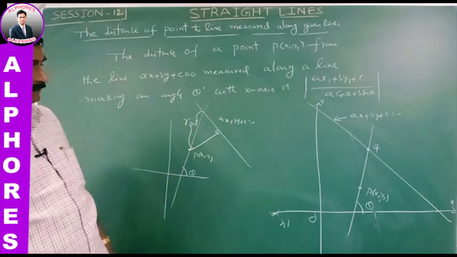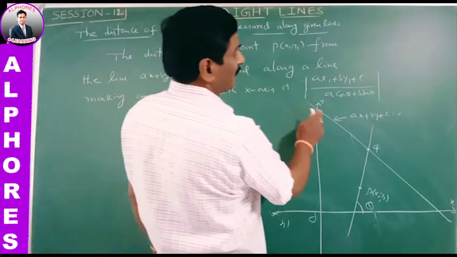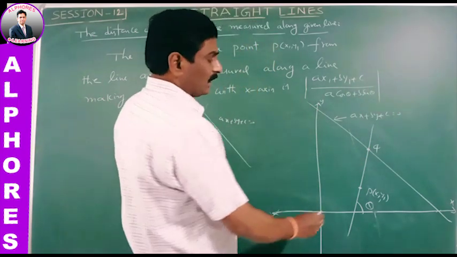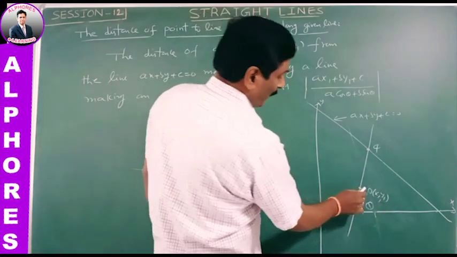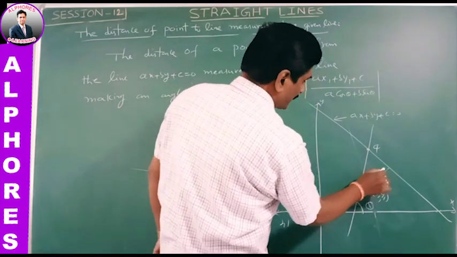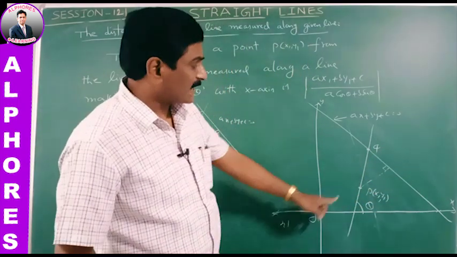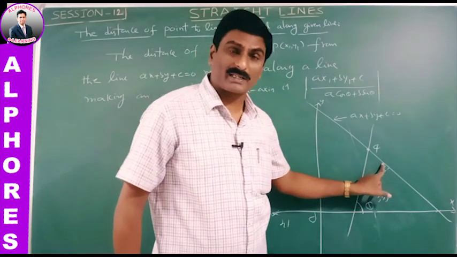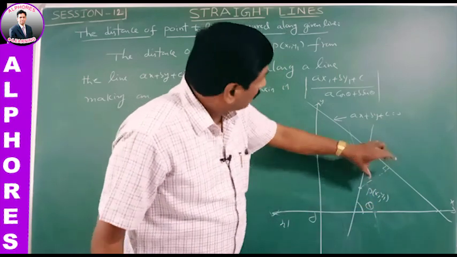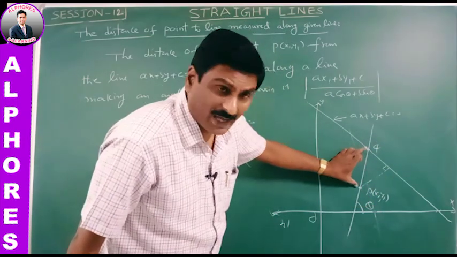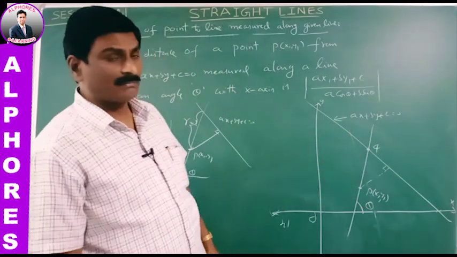Please note the diagram. This is the line ax plus by plus c is equal to 0. P(x1, y1) is one of the points. This is the perpendicular distance. This is the direct formula, mod ax1 plus by1 plus c by root over a square plus b square. But here we find the distance PQ, this value. Please note the diagram.